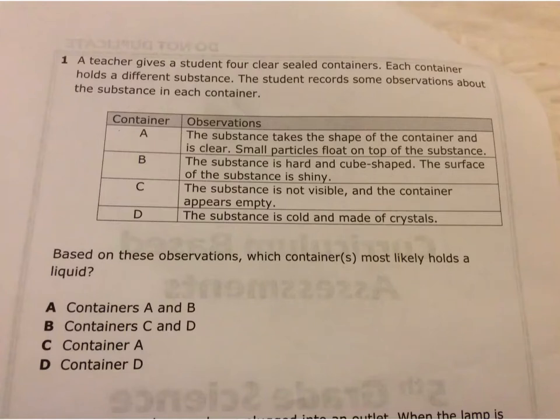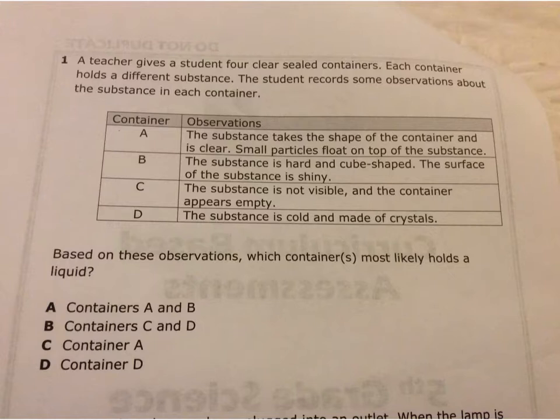Number 1. A teacher gives a student 4 clear, sealed containers. Each container holds a different substance. The student records some observations about the substance in each container. Container A. The substance takes the shape of the container and is clear. Small particles float on top of the substance.